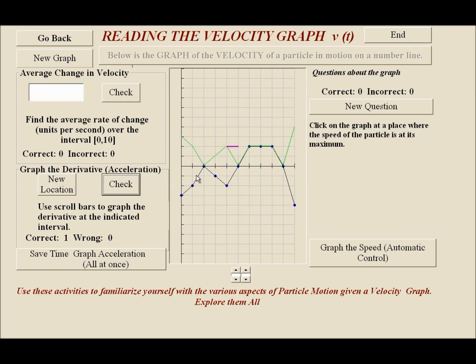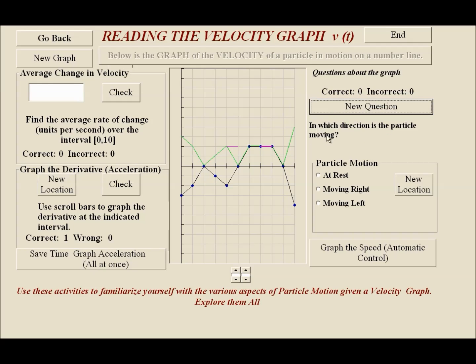So they're going to ask you when they're speeding up and when they're slowing down. Questions about the graph. Oh, here we go. At what location is the particle moving, I guess I'm asking, here? Is it moving right or is it moving left? It's positive, so it's moving right. Which direction is the particle moving? The velocity is negative, so it's moving left. It's negative, so it's moving left. It's positive, so it's moving right. It's negative, so it's moving left.